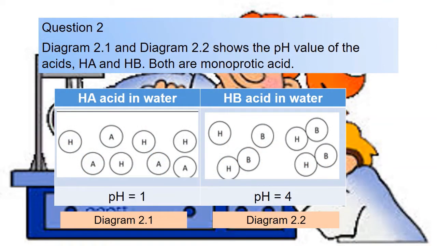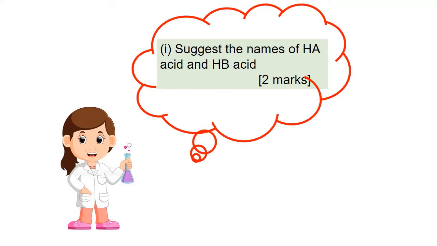Question 2. Diagram 2.1 and diagram 2.2 show the pH values of the acids HA and HB. Both are monoprotic acids. In diagram 2.1, HA acid in water, pH value 1. In diagram 2.2, HB acid in water, pH value 4. Suggest the names of HA acid and HB acid.